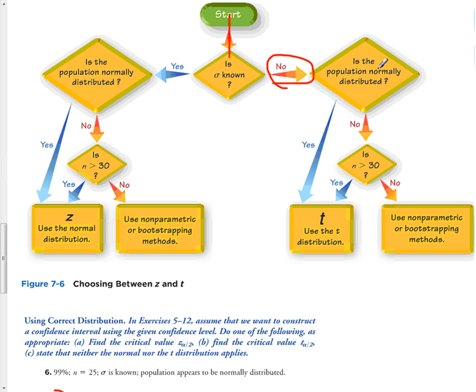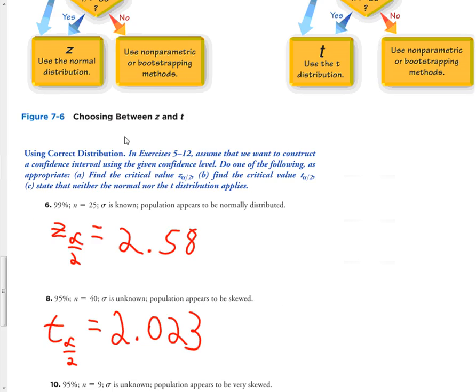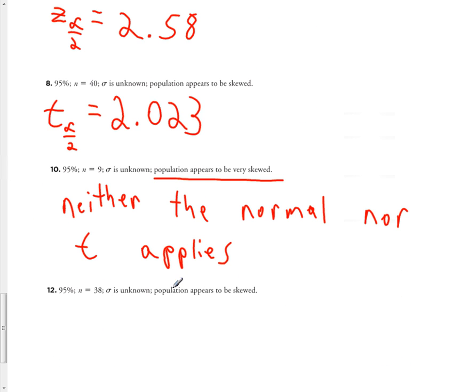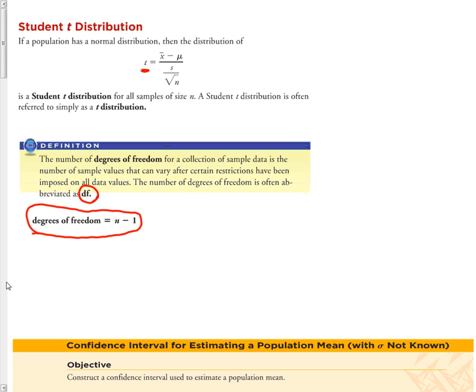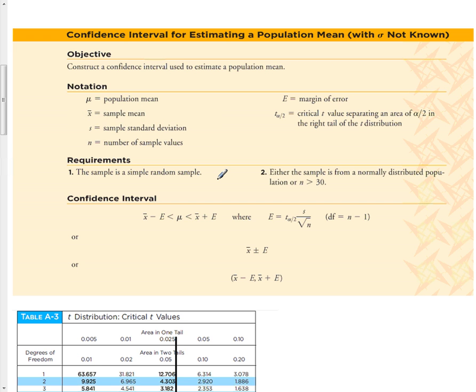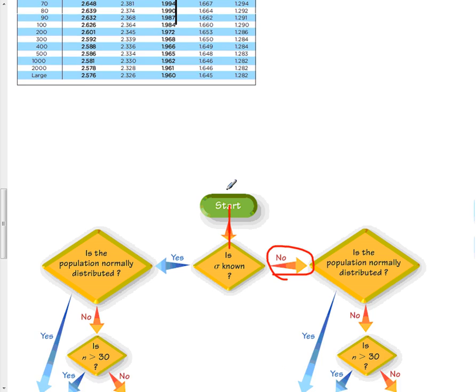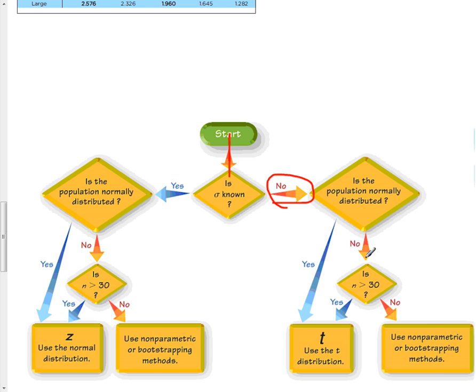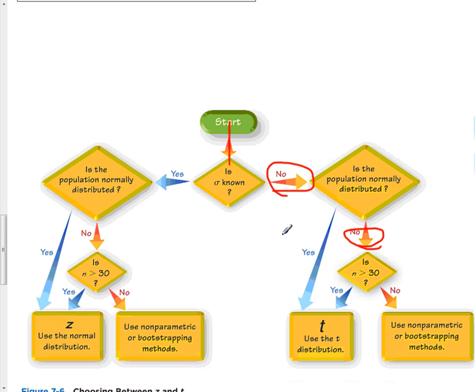The second question: is the population normally distributed? In this case, it says the population appears to be skewed. So the answer to that is also no. So we answer this question, is the population normally distributed? No.